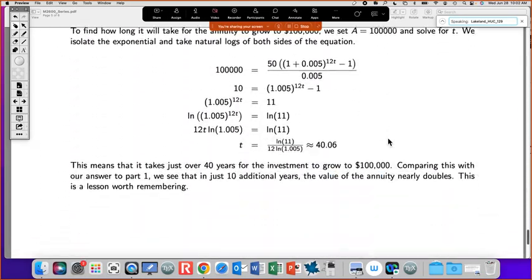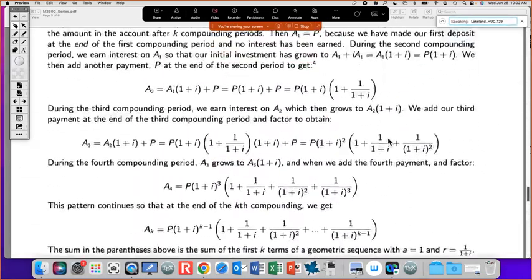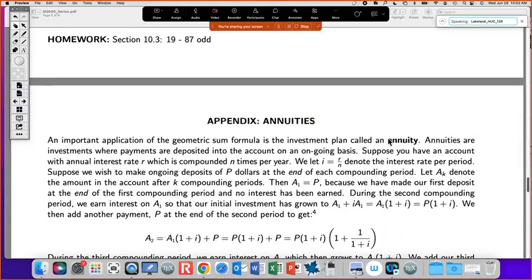And then there's an example. So there you go. So what good is this? Well, there you go. Anytime you take out a loan to do anything, it's essentially an annuity calculation.